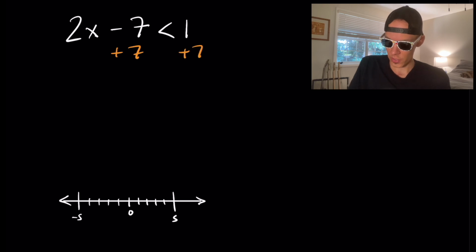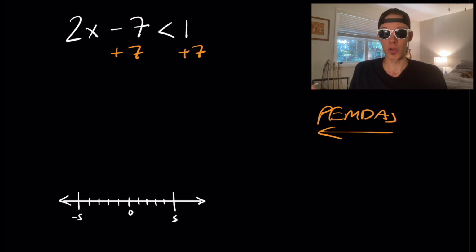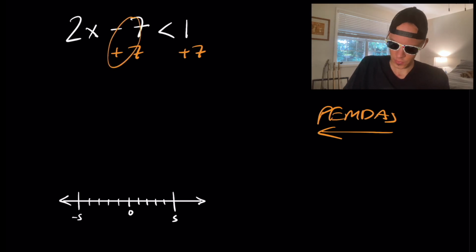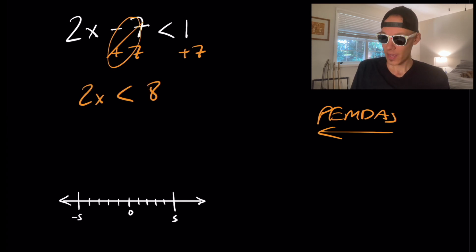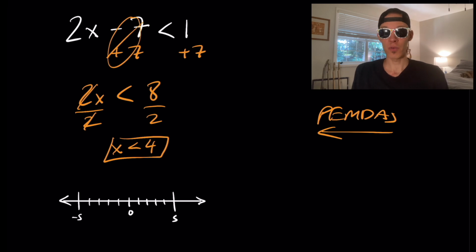Remember, I want to undo what's being done to the variable, and I want to go about that doing reverse PEMDAS if you forget which things to undo first. So I'll undo that minus 7. These will cancel out. I'll have 2x is less than 8. And then I'm going to undo that multiply by 2. Divide both sides by 2. The 2's cancel out. And we'll have x is less than 8 divided by 2 is 4. So there is our answer. Any value of x that's less than 4 will satisfy this inequality up here.